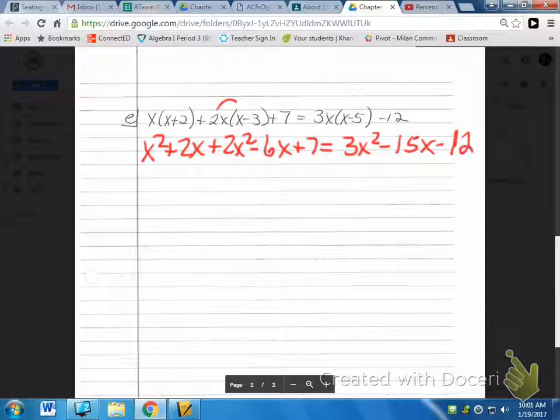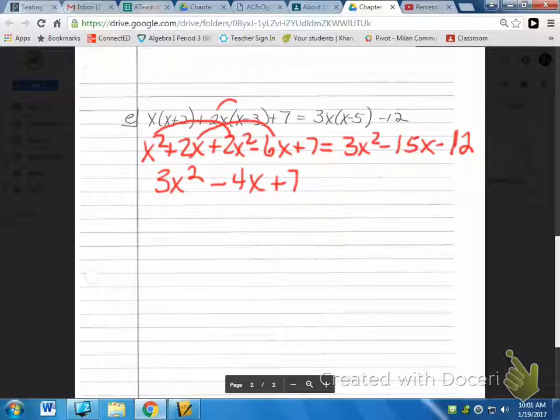Oh my goodness, we've got all kinds of like terms, don't we? On the left, what are some like terms, my tree? x squared and 2x squared. When I put them together, what would it be? 3x squared. Anything else? 2x and negative 6x. So what would that be? Negative 4x. And then anything else? Nope. So plus 7 just comes along. On the right, do I have any like terms? Nope. So they just come along.